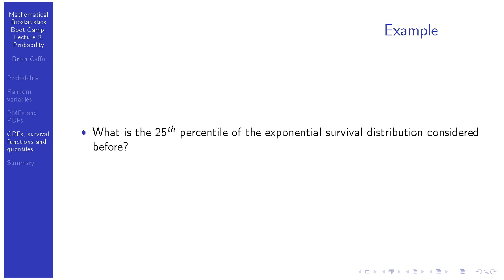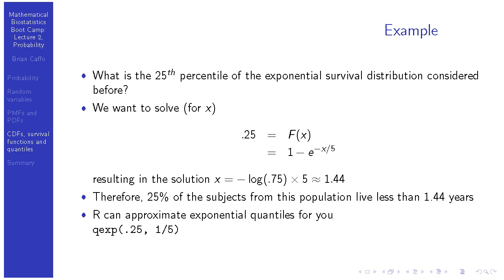So let's actually go through this calculation. In order to find the point so that the area to the left of it is 0.25, we just want to solve the equation 0.25 equals f of x. Well, recall in this problem a couple of slides ago, we solved that f of x is 1 minus e to the negative x over 5. And if you simply solve that for x, we wind up with the solution x equals minus log 0.75 times 5, which is about 1.44.